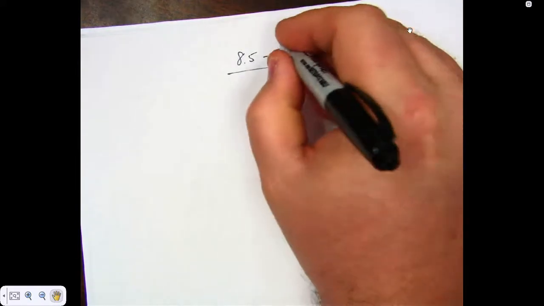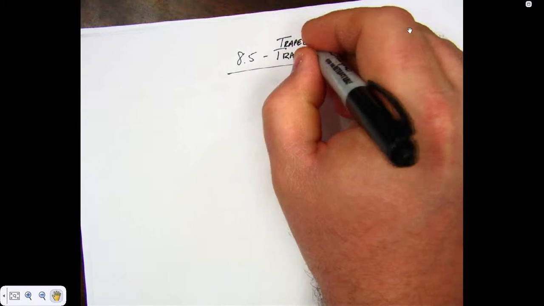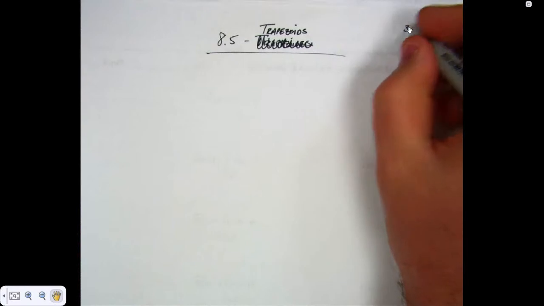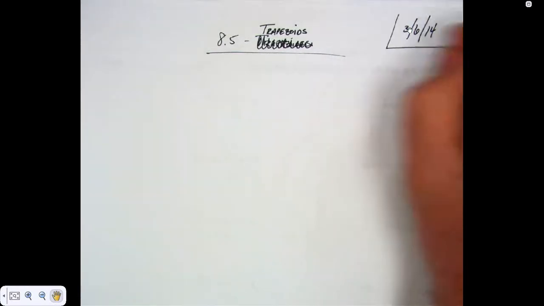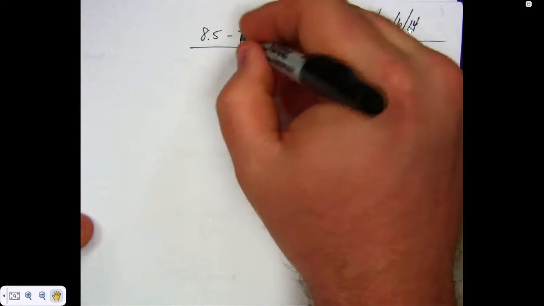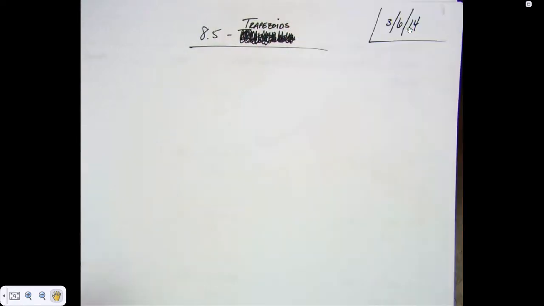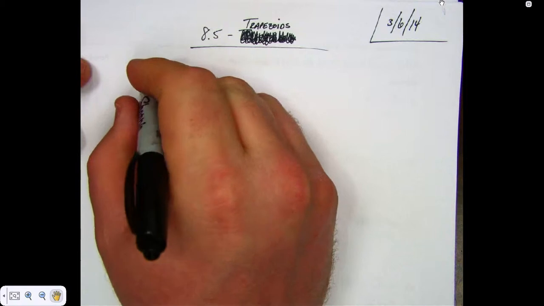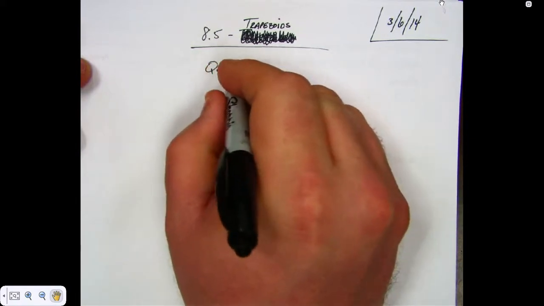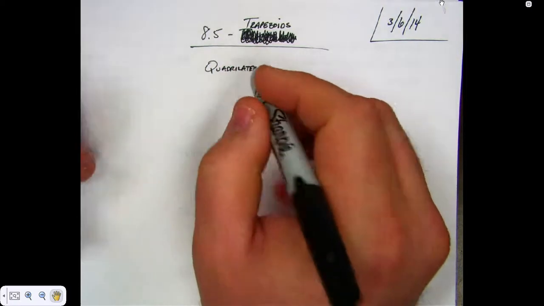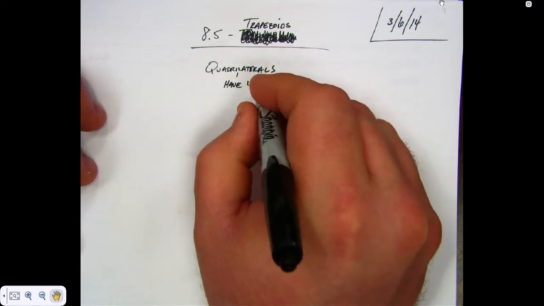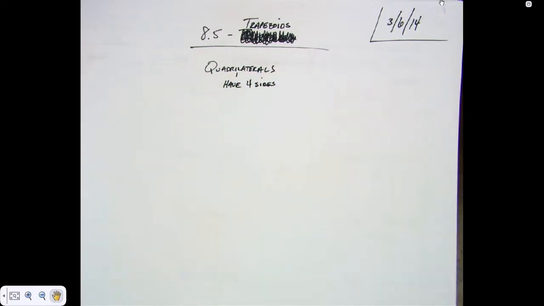Trapezoids. In review, quadrilaterals have four sides.